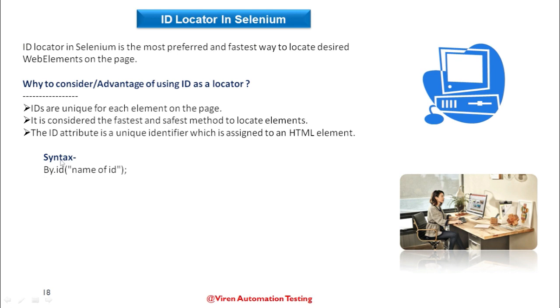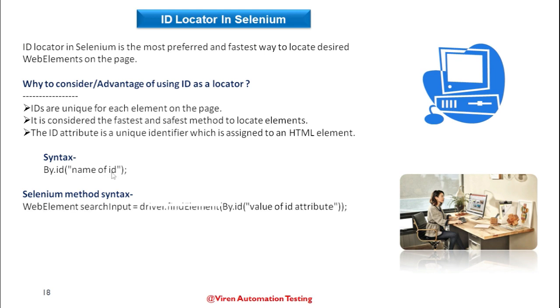Now this is the basic syntax of the ID locator in Selenium. So By.id, and you need to provide the name of the ID. This is the By class that we have already discussed, and .id is the locator name, and in the brackets you have the double quotes and the name of the ID. Now the Selenium method syntax. This is the common syntax. Now how you can write it in Selenium when you are writing your automation script.